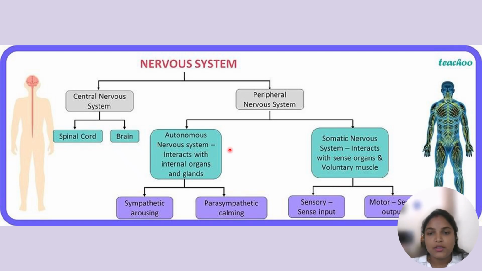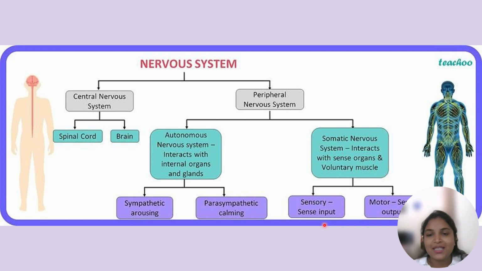So the autonomic nervous system has nerves that interact with the internal environment, and the somatic nervous system has nerves that interact with the sensory organs and voluntary muscles. The autonomic nervous system again has two main subdivisions, called the sympathetic nervous system and the parasympathetic nervous system. We'll get to know more about them very soon. The somatic nervous system is subdivided into sensory and motor nerves, which we already know.